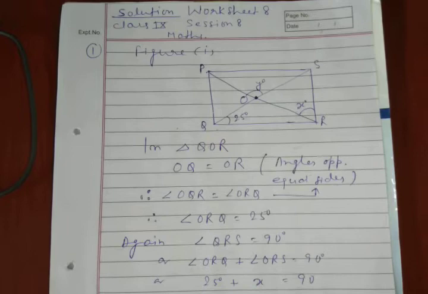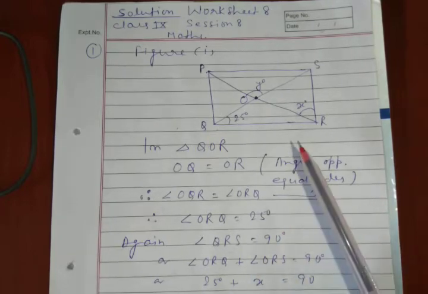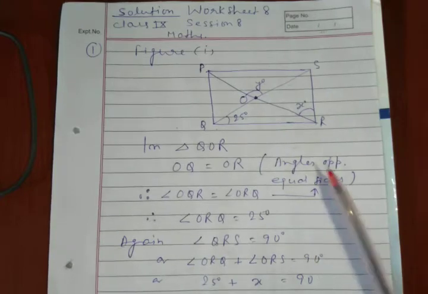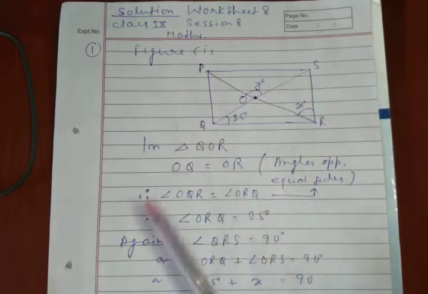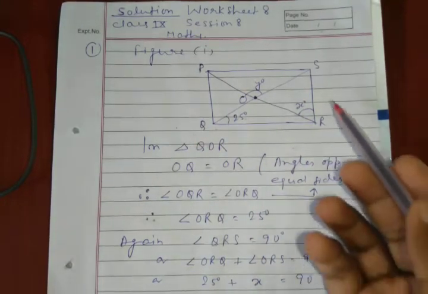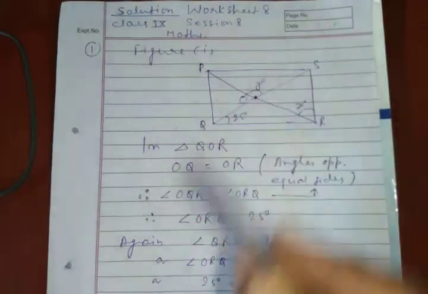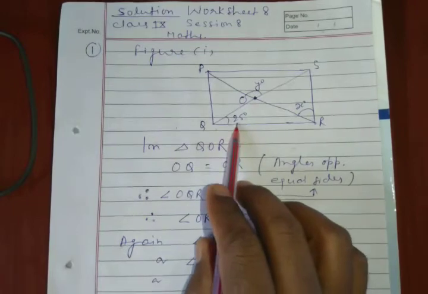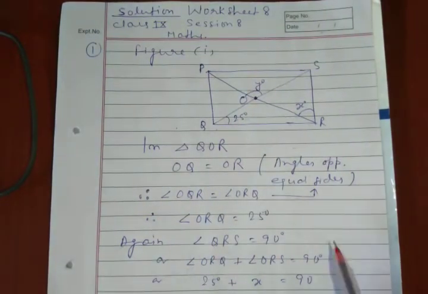So in this question, we have to find the value of x and y. And PQRS is a rectangle. PQRS is a rectangle here. We have to find the value of x and y, and this angle is given 25 degree. So how do we find this here?